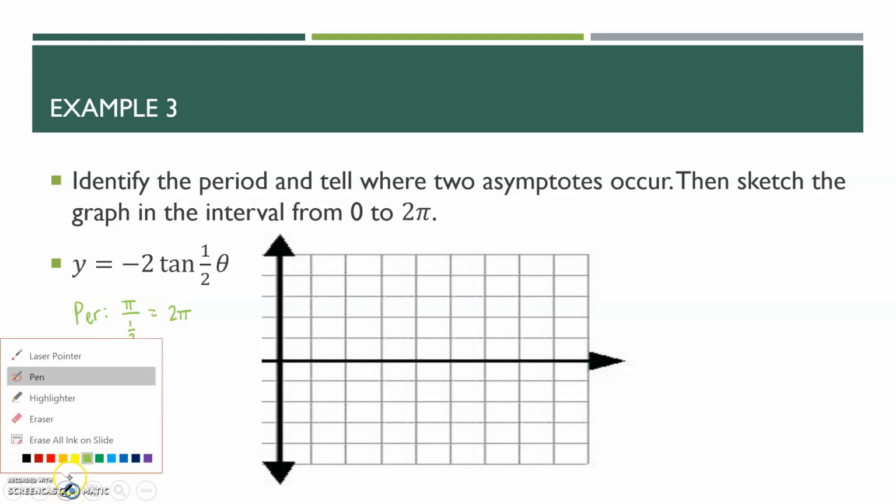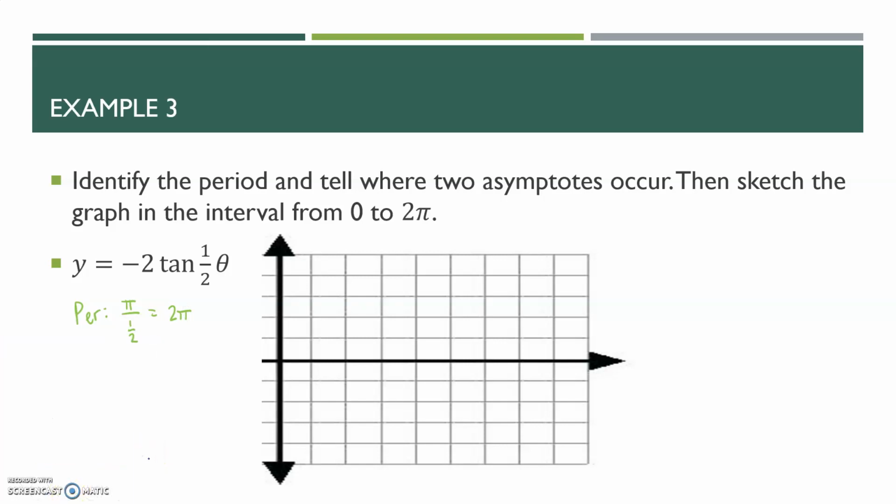Finding the equation of two asymptotes would be x equals negative pi over 2 times b and positive pi over 2 times b. So this would give me x equals negative pi. 2 times 1/2 is just 1, so negative pi, positive pi, and then I'm adding 2 pi.